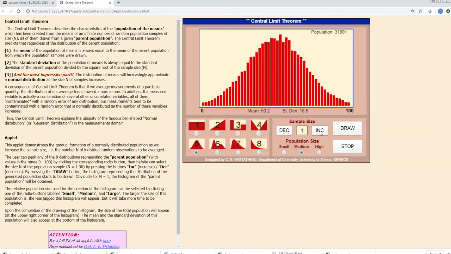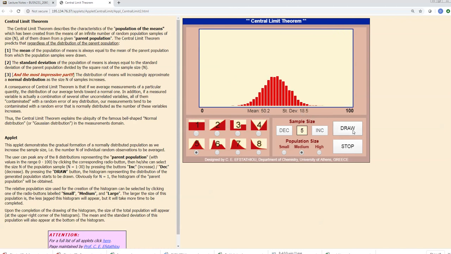Now let me increase the sample size. So let's say now I'm getting, I don't know, 5 bottles, and measure the exact amount in 5 bottles and calculate X bar, the sample average. So again, mean 50.2, sigma 18.5. I'm going to draw a bunch of samples. So this is my distribution of sample averages. You can see that it's less variable, right? It doesn't go that far on the right and on the left.